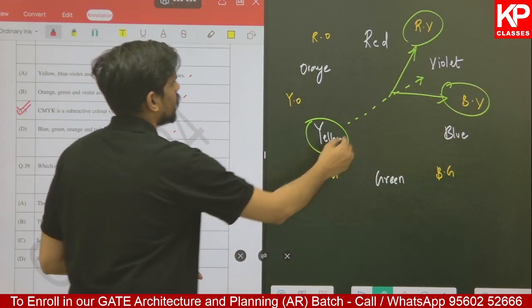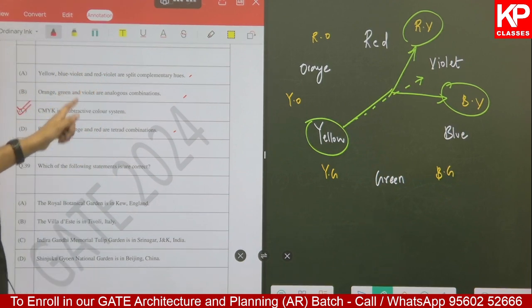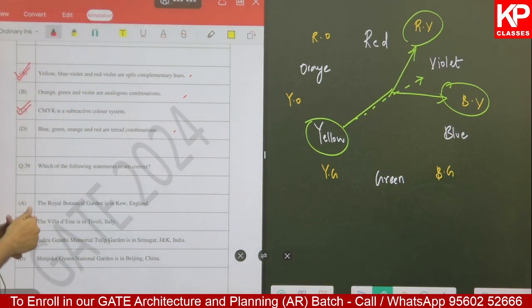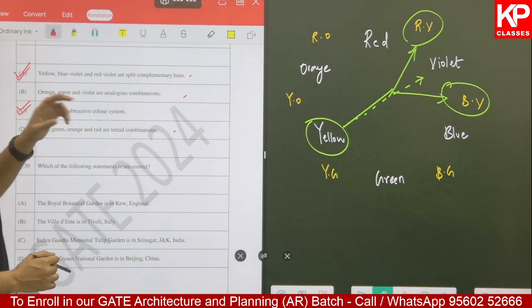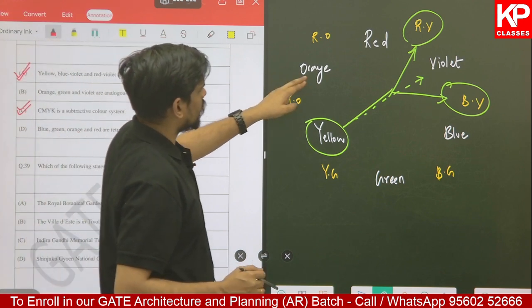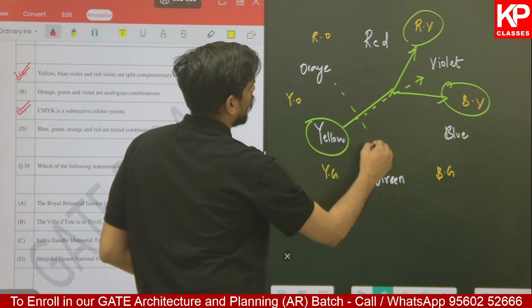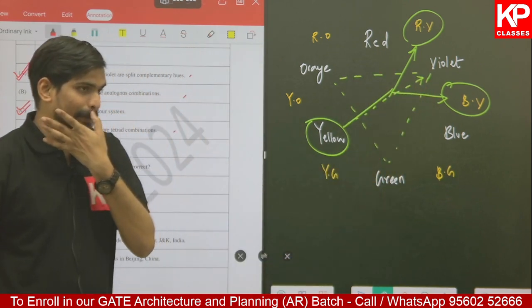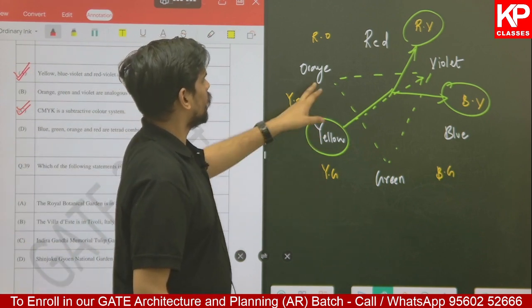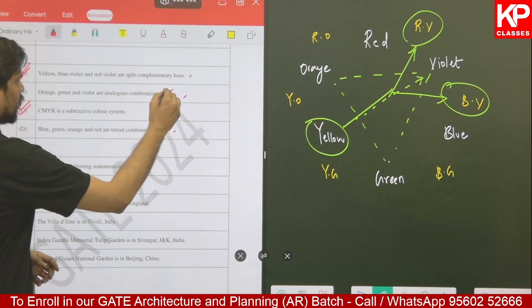So these three colors will form a split complementary. Are they talking about yellow, red violet, blue violet? Yes. So option A will be the correct one. It is a set of split complementary colors. Then you have orange, green, violet are analogous. Orange, green, violet are basically a set of tertiary colors which are equidistant, equally placed. That's a triadic color scheme, which is not analogous. Analogous are three continuous colors of the color wheel. So this is not a correct option.